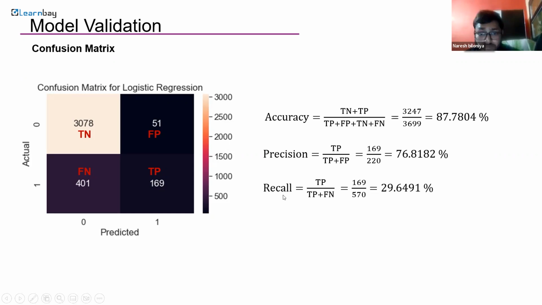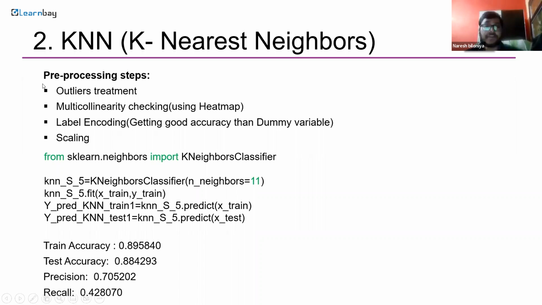Okay, so let's go ahead. Our next model is KNN. In KNN, we applied some preprocessing steps such as outlier treatment, multicollinearity check with the help of a heat map, label encoding and scaling. Why did we apply only label encoding? As we know, KNN is a distance-based algorithm, and in distance-based algorithms we prefer dummy variables. But when we are not getting good accuracy with dummy variables, then we can go with label encoding, and that's what we are doing here.